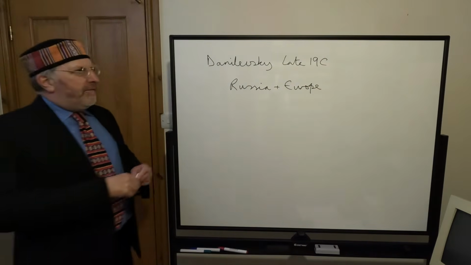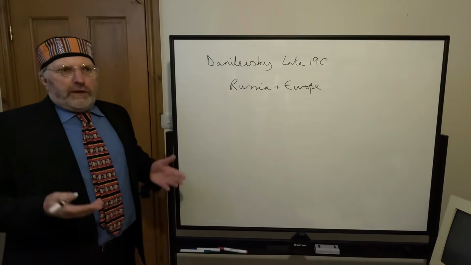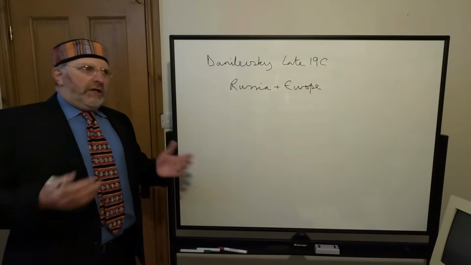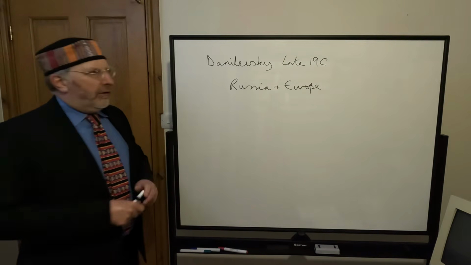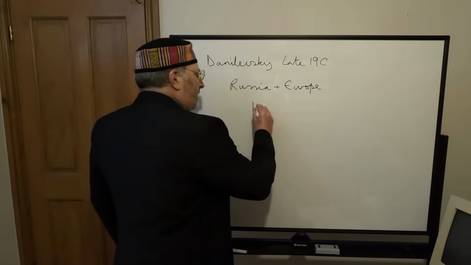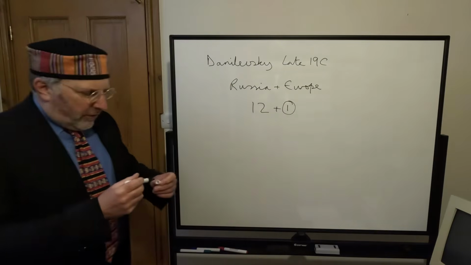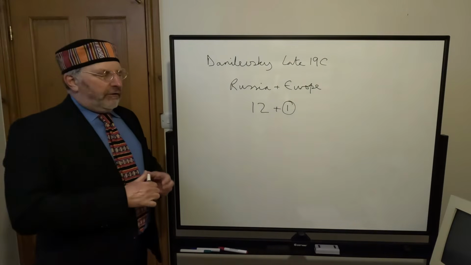in which he said there have been 12 civilizations through history, and those would be the usual ones we might imagine, the Egyptian, the Chinese, the Western, plus one that's coming into existence. And that is the Russian civilization.